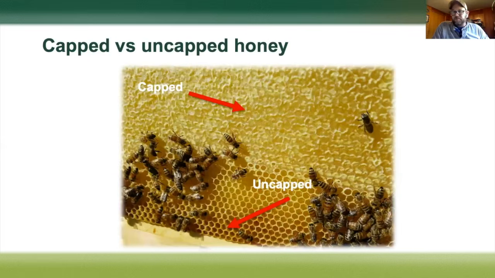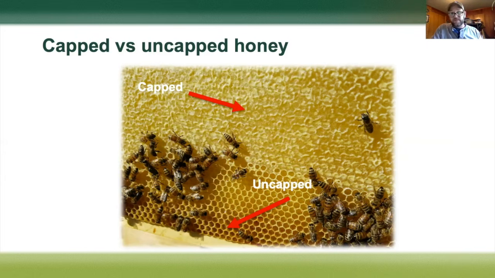Honey's stored in frames in the super, in uncapped and capped orientations. We talked about earlier that the difference between the two is capped honey has a moisture content of 18% or less. Uncapped honey is still being cured, so they're still drawing down moisture in those cells. It's why you do not harvest uncapped honey. It has a high water content and it will ferment. You only harvest capped frames.